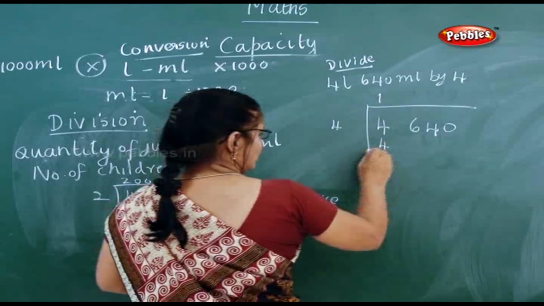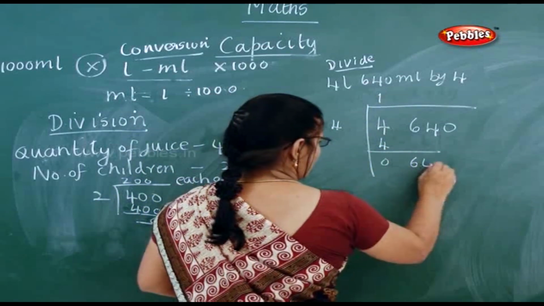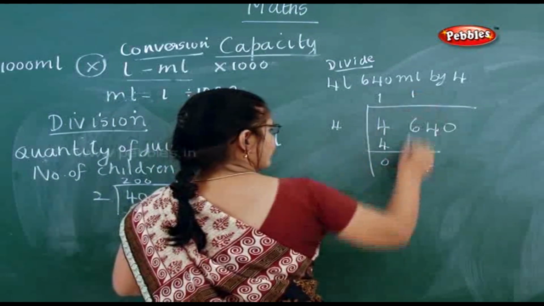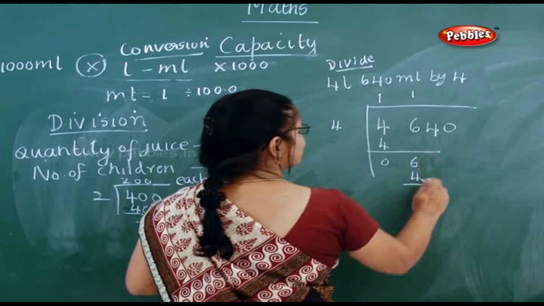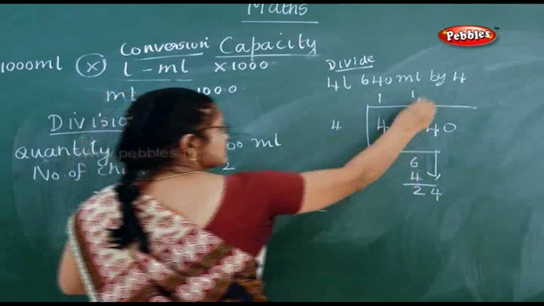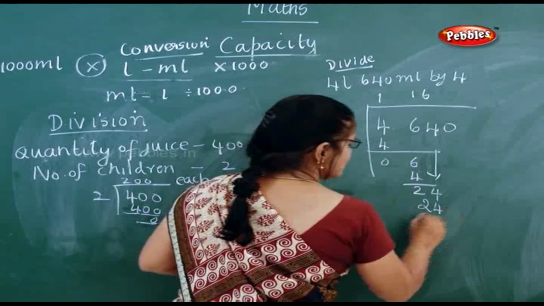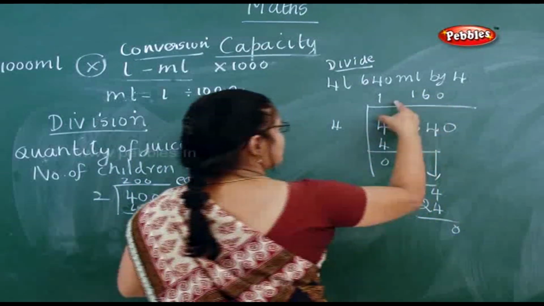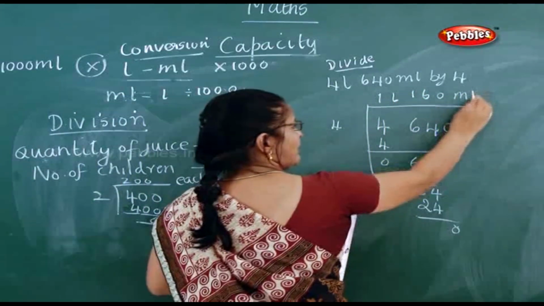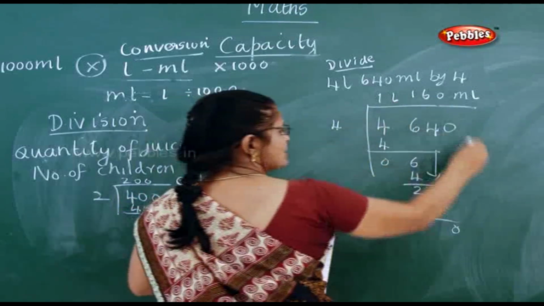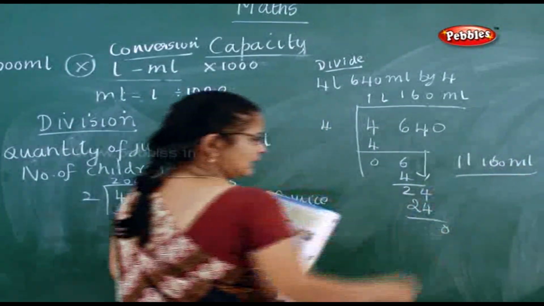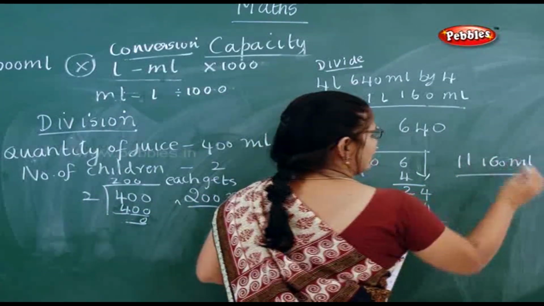4 ones are 4. Now 0, 640. So now what you have to do? Immediately 6. 4 ones are 4. Am I right? Now what is 6 minus 4? 2. This 4 you can bring it here. Now 4 sixes are 24. Now this 0 you can directly put here. So the answer you are going to write is 1 liter and 160 ml. Is it clear now? 1 liter and 160 ml.